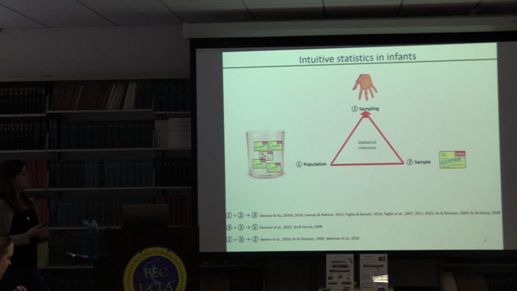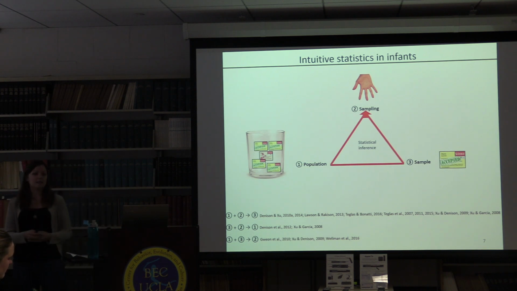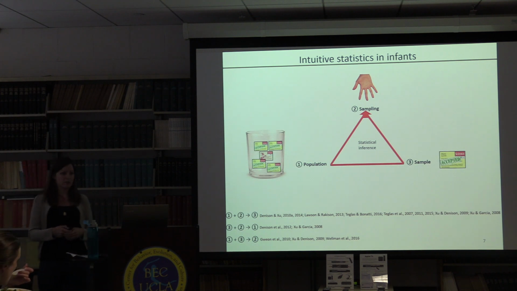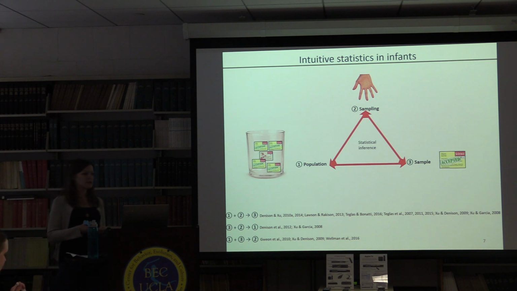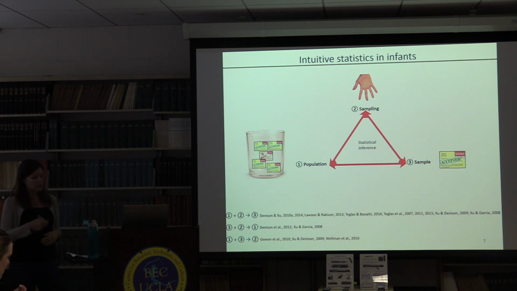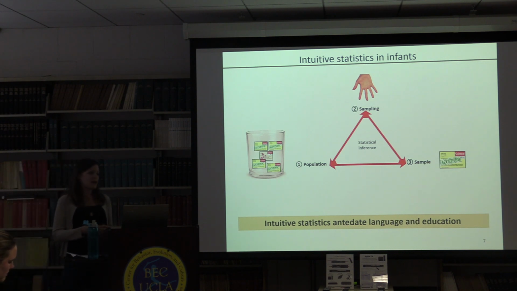And importantly, infants also considered the sampling process and used different types of information to judge whether a sampling event was truly random or not. So together, these studies showed that intuitive statistics is already present in the first year of life, which clearly suggests that neither language nor formal education are necessary prerequisites for this kind of ability.